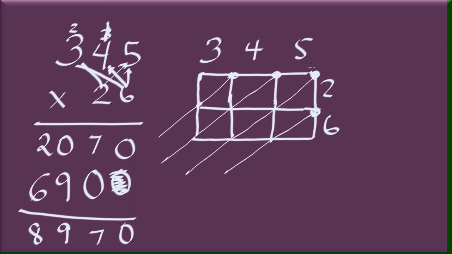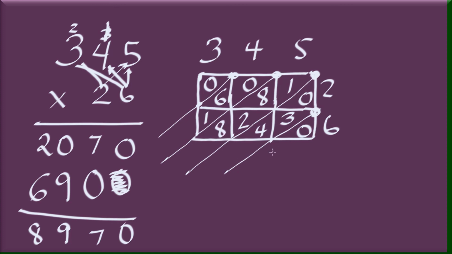All right, so now 5 times 2 right here. 5 times 2 is 10. And then 2 times 4 is 8. Then 2 times 3 is 6, or 0, 6. Now 5 and 6 is gonna be 30. 6 and 4 is 24. Now 6 and 3 is 18.